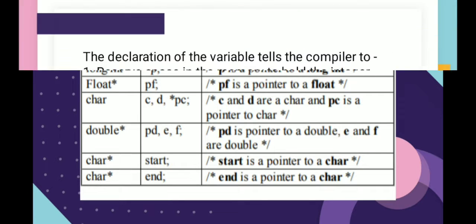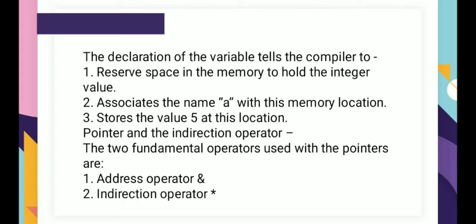The declaration of the variable tells the compiler to, number 1, reserve space in the memory to hold the integer value. Number 2, associate the name a with this memory location. Number 3, store the value 5 at this location.